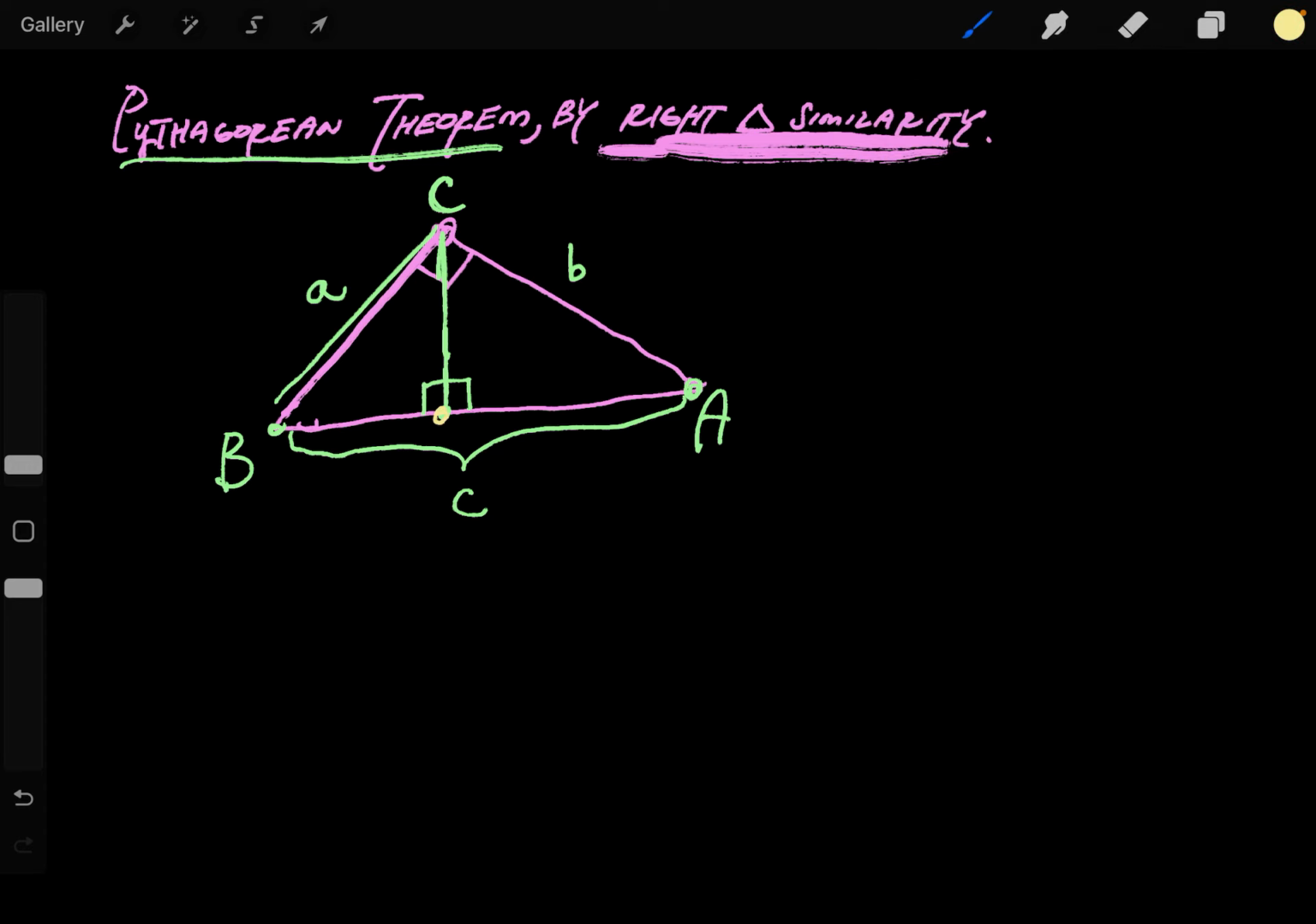Let's call this length whatever it is. We don't know what it is, but let's just call it x. And then let's call this length, again, we don't know what it is, let's call it y. Okay, and we'll call this point D, capital D, right there, that point where the altitude meets the side BA.